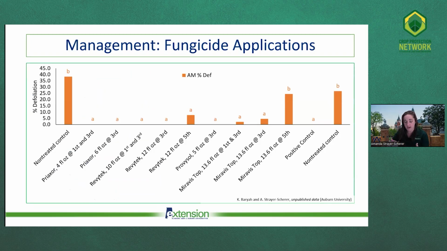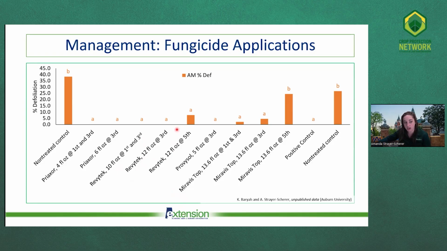Now, into the heart of the data, I would say, looking back, this is just one trial snapshot, again, of a trial we did a couple of years ago in 2023 at the Field Crops Unit in Shorter, Alabama. By far, compiling all my research, Revitec, if you're doing based on growth stage, just a single application at 12 fluid ounces at the 3rd week of bloom has done very well.